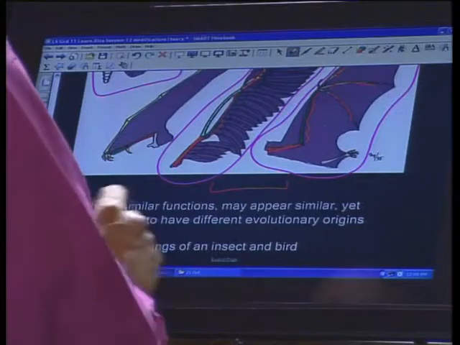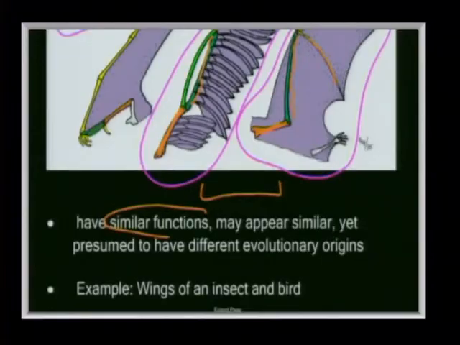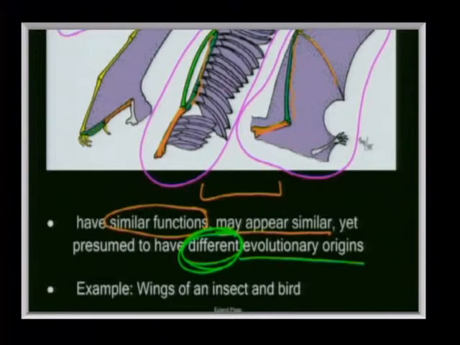Again, why? Because the homologous structures have a common ancestor. That is why they have a common fundamental structure. Analogous, they have a common function, but they don't have a common ancestor. So they're just mentioning, again, they have similar functions. In other words, they look the same, but very, very important, they have a different evolutionary origin.